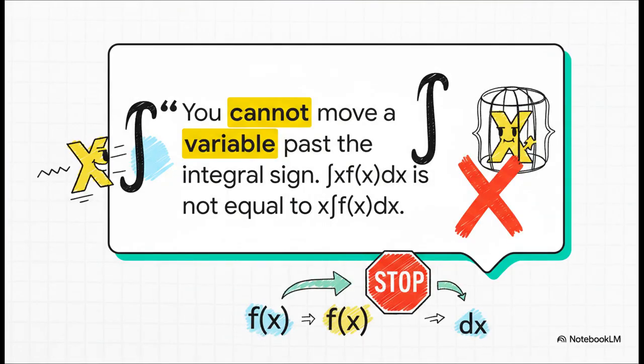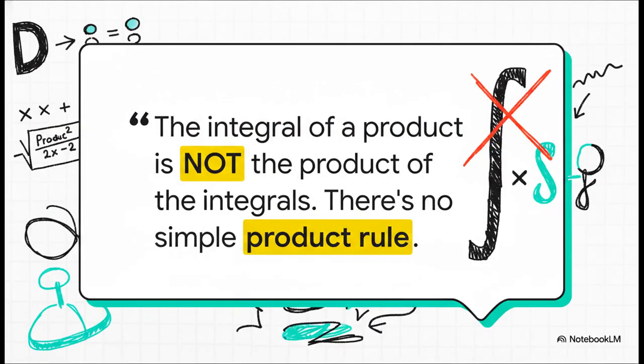First up, while you can totally pull a constant number out in front of an integral, you can absolutely never, ever do that with a variable like x. Moving a variable outside fundamentally changes the math and will give you the wrong answer every single time. Don't do it.